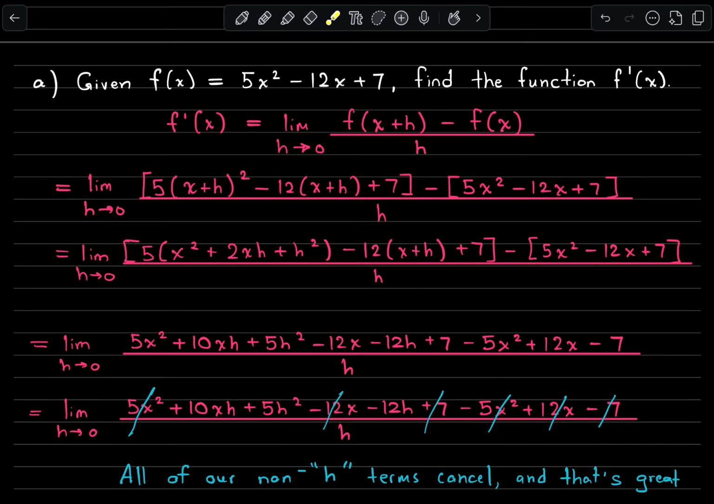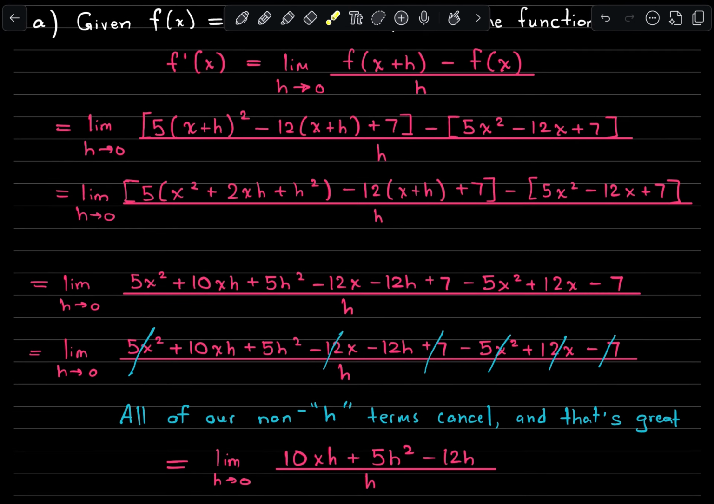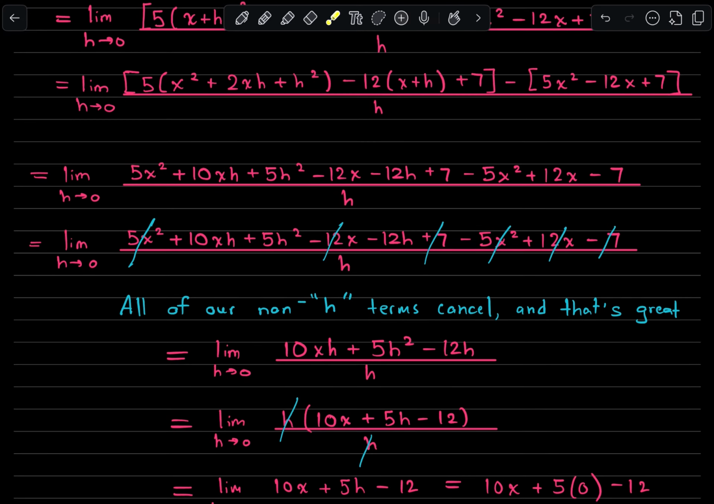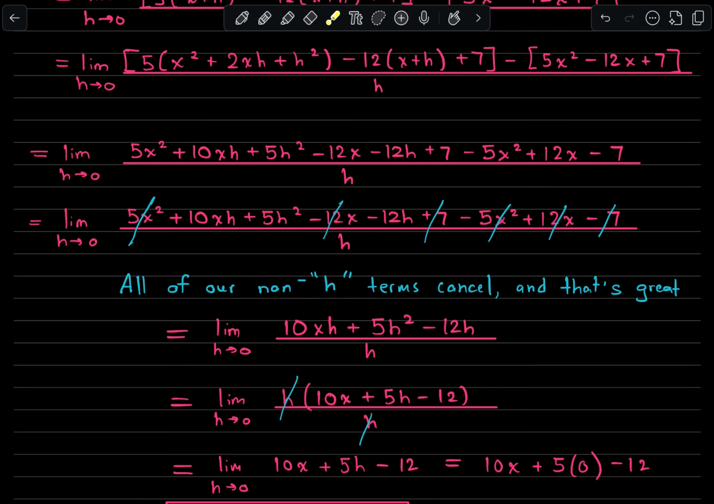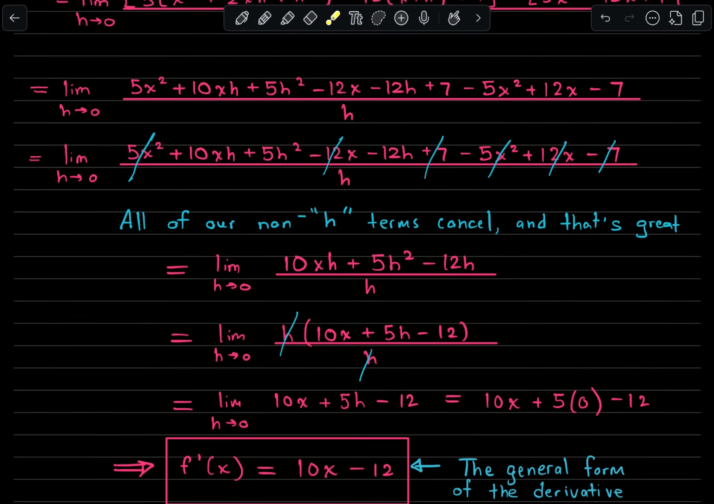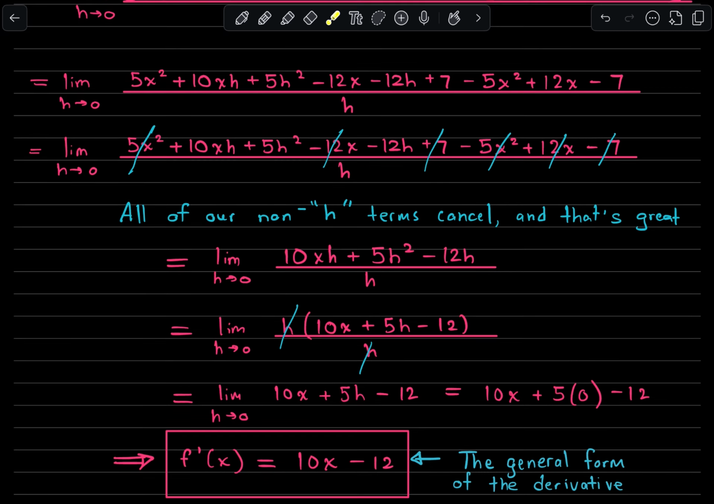And this is good. All of our non-h terms are canceling, and that's great because that means we can go ahead and factor out an h from the numerator and cancel it with the one in the denominator. Okay, and that's going to allow us to actually use direct substitution. So we can now plug in 0 for h. Originally we're left with the numerator, 10x plus 5h minus 12. We plug in 0 for h, and we'll be left with just 10x minus 12. f prime of x is equal to 10x minus 12. This is the general form of the derivative.